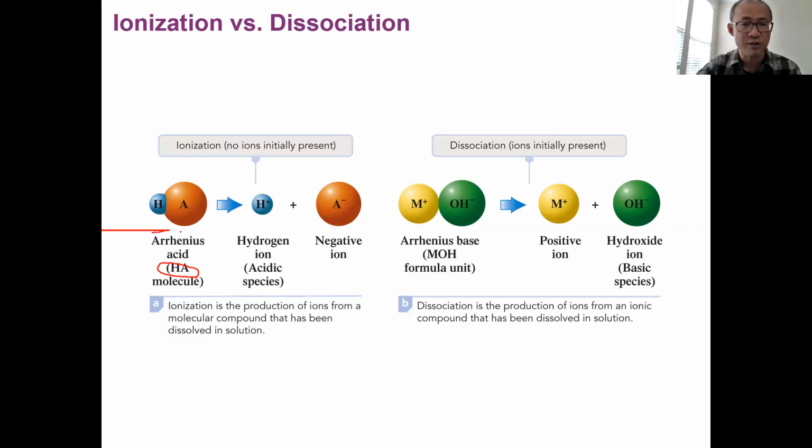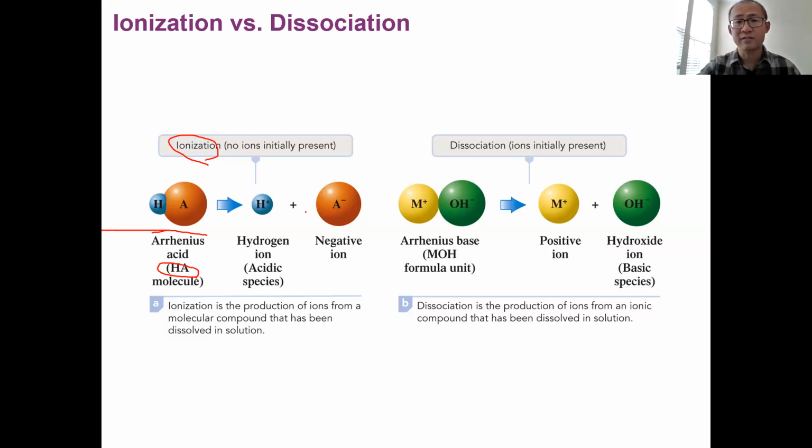You can see this is the structure of an HA. The bonding between H and A is a covalent bond. So we know HA doesn't even have ions, but when dissolved in water, the HA bond breaks and produces ions. We call this process, from no ions to producing ions, ionization, because HA doesn't have any ions initially present in its structure. It's a molecular compound, it's a molecule HA, in fact.